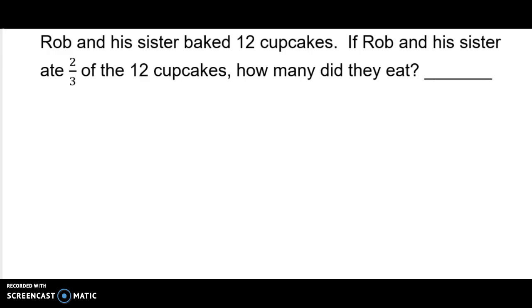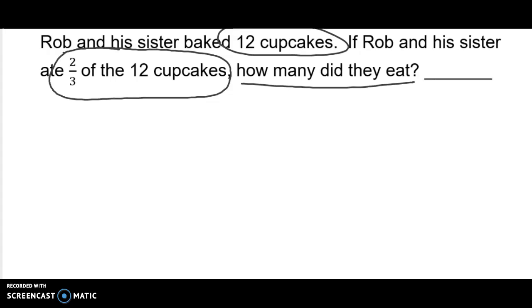All right, let's try a word problem. Rob and his sister baked 12 cupcakes. If Rob and his sister ate 2/3 of the cupcakes, of the 12 cupcakes, how many did they eat? All right, so we're looking for how many did they eat. And we know that they baked 12 cupcakes. And we also know that they ate 2/3 of the cupcakes.